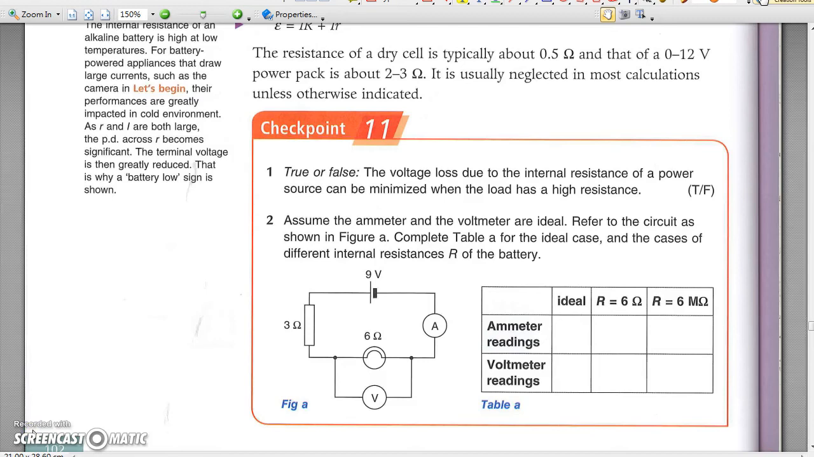The typical resistance of a dry cell is 0.5 ohm, and that of a low tension power supply is a few ohms. And that's why they are mostly neglected in calculations. Do check point 11 below.